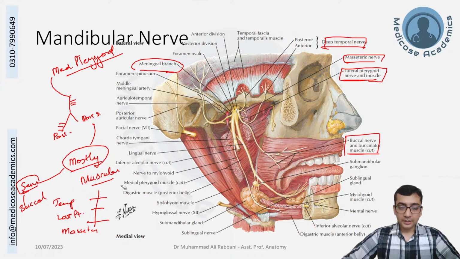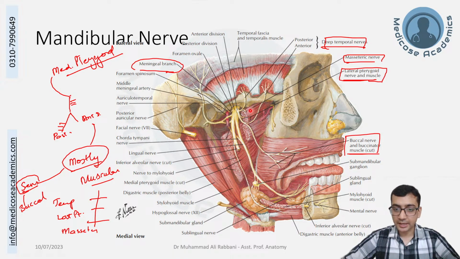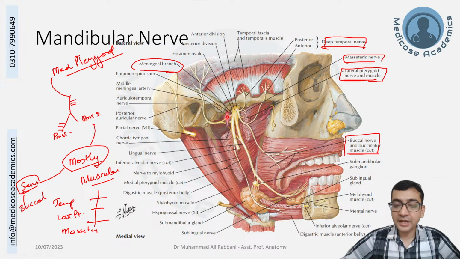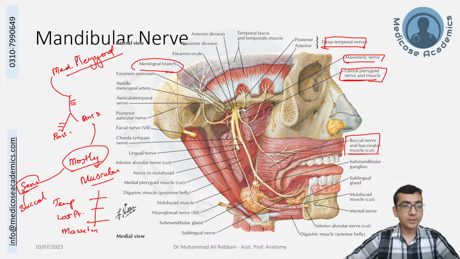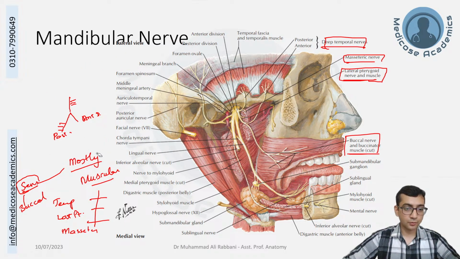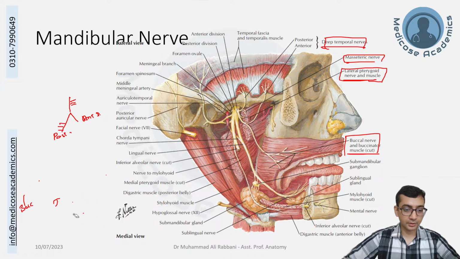There are variations. Sometimes the two temporal nerves arise independently. Sometimes the second temporal nerve arises as a part of the buccal nerve. Sometimes the lateral pterygoid nerve arises as a part of the buccal nerve. Sometimes one of the temporal nerves and the masseter nerve arise from a common trunk. So we are done with the anterior division that was mostly muscular. It has one sensory nerve and all the others were motor.